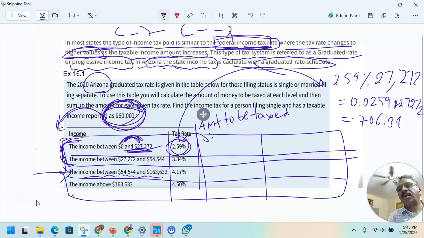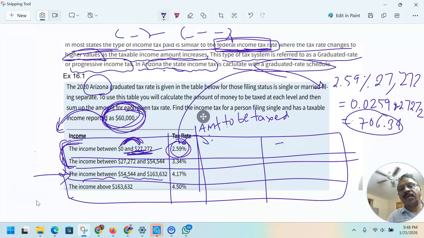So basically, I found the tax amount that goes here. This is a tax, state tax, and here the taxable amount is 27,272.